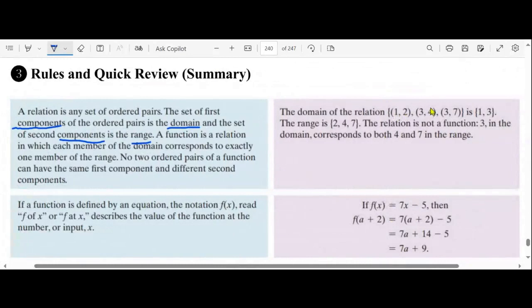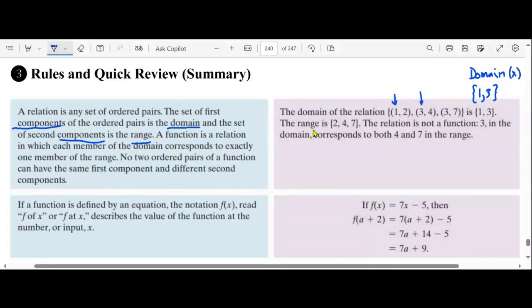(1, 2), (3, 4), (3, 7). Okay, so what are the domain? It's going to be 1 and 3. So we take the first component. Okay, since 3 is repeated 2 times, we only take it 1 time. So your answer here is going to be what? 1 and 3. Okay, that's called a domain. So we are looking at the x value.